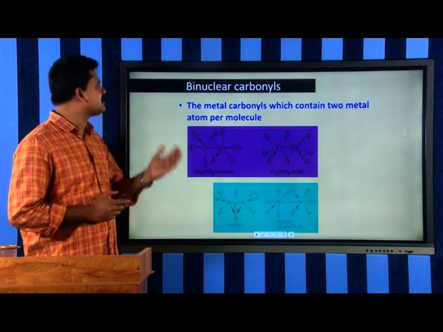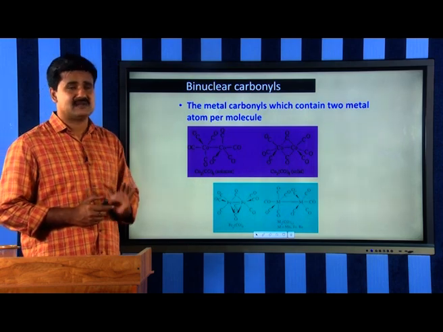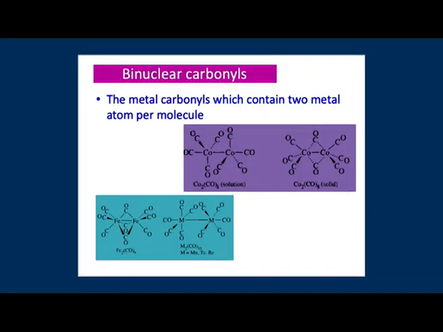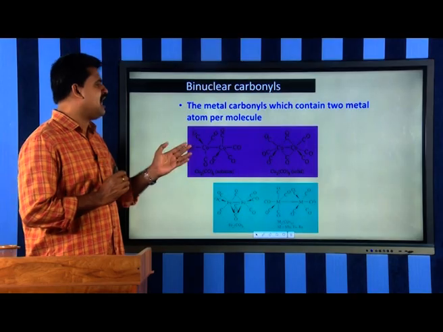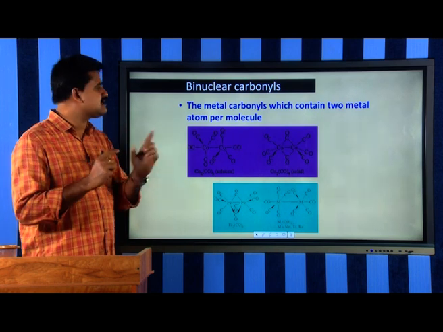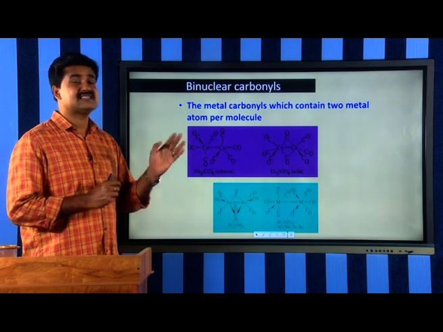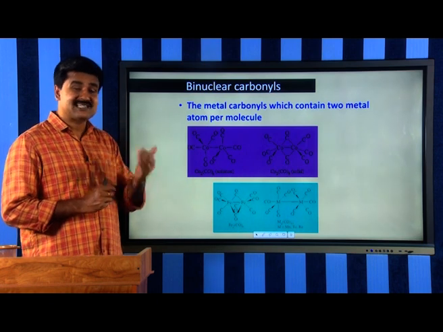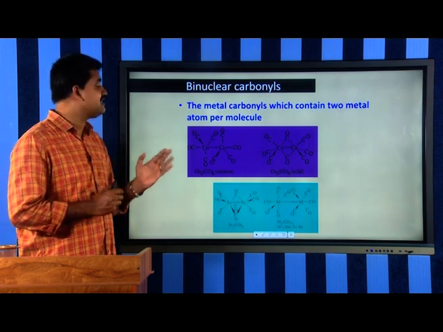Moving on to another category, that is binuclear carbonyls. What is a binuclear carbonyl? By definition, a binuclear carbonyl consists of 2 metal atoms per molecule. For instance, Co2(CO)8. Co2(CO)8 in solution consists of no bridging carbon monoxide ligand. However, in the solid state, 2 carbon monoxide ligands also bridge the 2 cobalt centers. That is the structural feature of cobalt octacarbonyl in the solid state and in the solution phase.